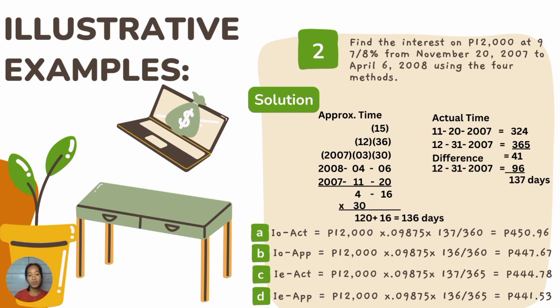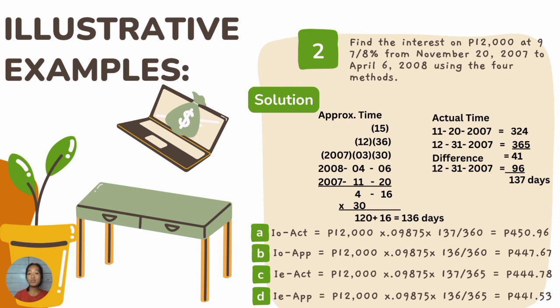Now let's proceed to the solution. For ordinary interest using actual time, we have our principal 12,000 times the rate, which is 9 and 7/8% or 0.09875, times the time, which is 137 since it is actual, divided by 360, which is equal to 450.96.